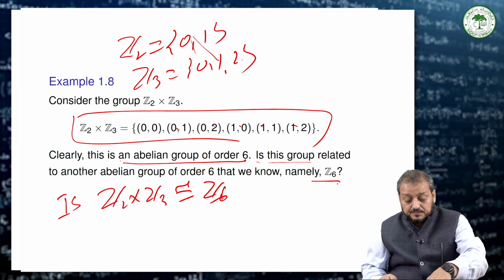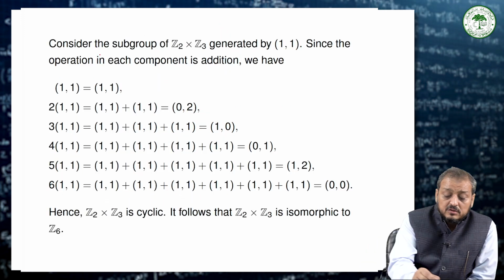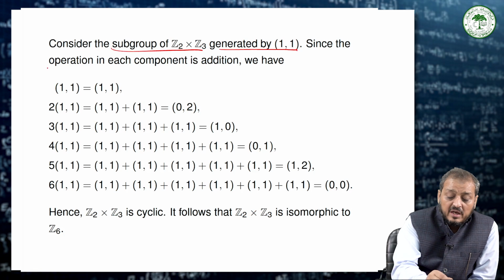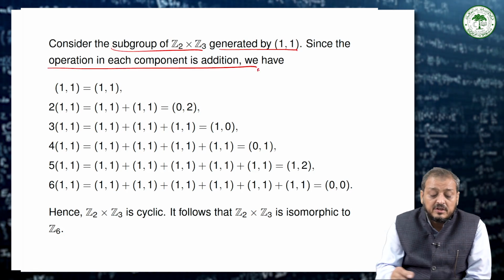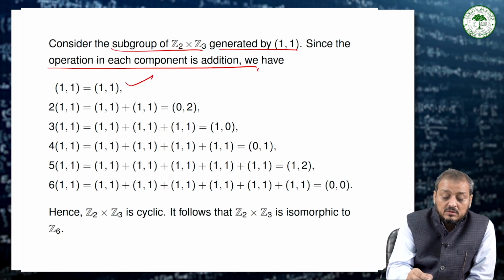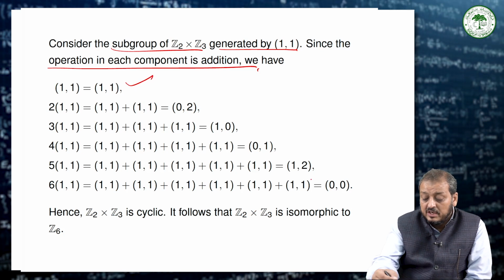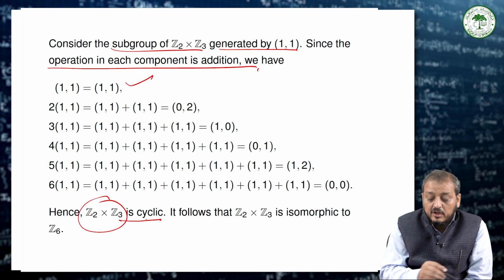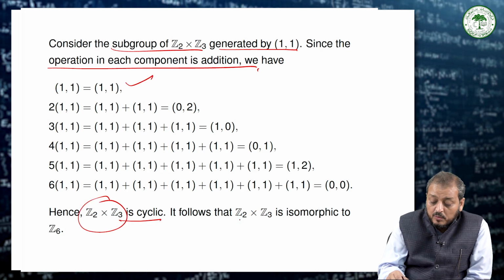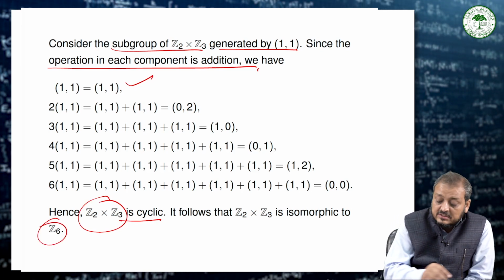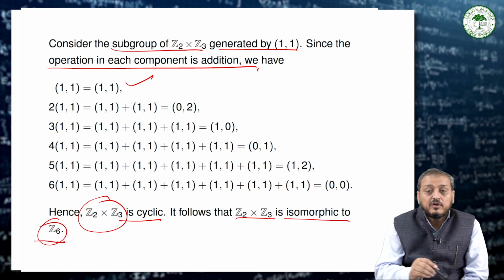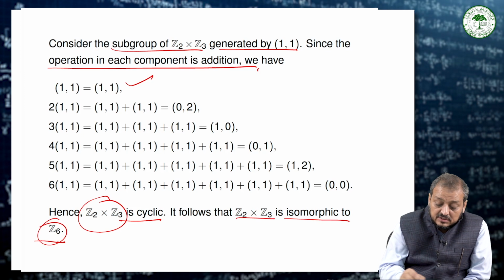So let us try. Consider the subgroup of Z2 by Z3 generated by (1,1). Since the operation is addition in each component, we take all the elements that are generated. So clearly Z2 by Z3 is a cyclic group, and since Z6 is also a cyclic group, Z2 by Z3 is isomorphic to Z6.